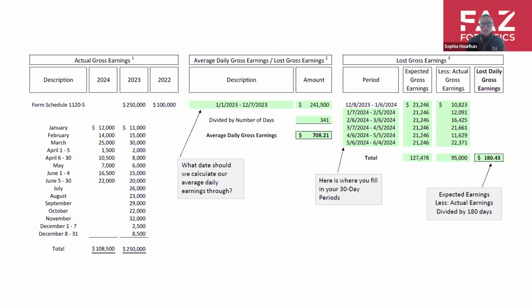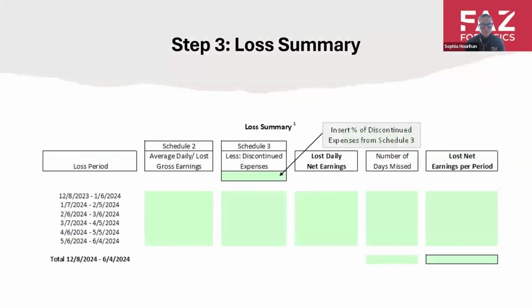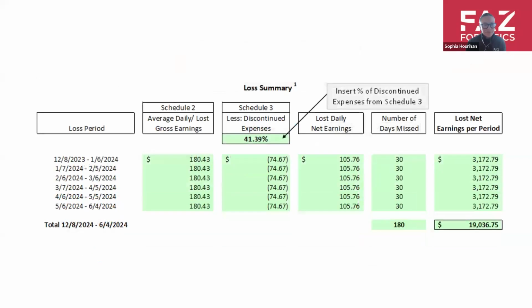And that's why it's really important to see bank statements or other earnings so that we can verify that they weren't actually working at that time. So here, December 8th through June 4th, we have deducted those actual gross earnings, and that is going to give us a lost daily gross earnings value of $180.43. Then we like to roll this forward to our loss summary. This makes it very simple for you as clients to understand how much you need to pay out and for what periods. So if you want to go to the next slide, Abby, I have this populated.